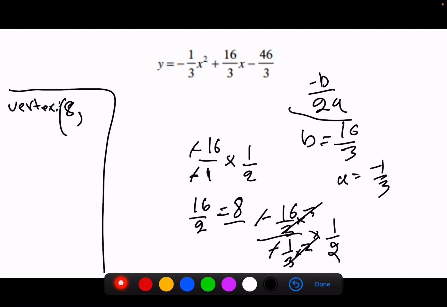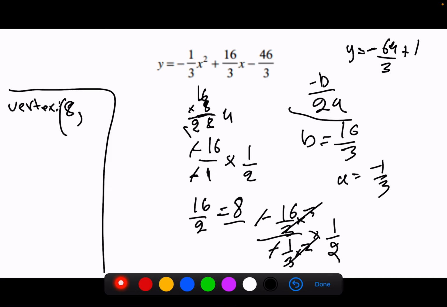So now let's take a look at the y coordinate. So we can go ahead and plug the 8 into our equation. So let's go ahead and do that. Okay, let's start. So y is equal to, I'm going to do some of the math in my head here. So 8 squared is 64. So we have negative 64 over 3, plus we're going to have 16 times 8, which is 48 here. And then we have 1 times 8, it's going to be 12.